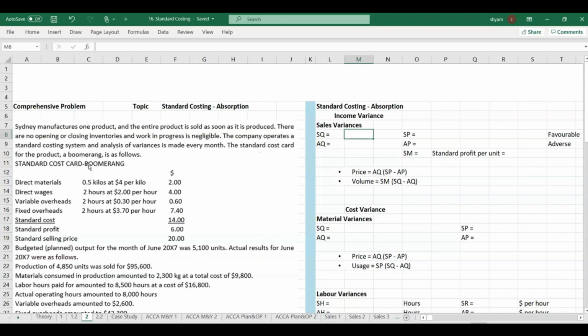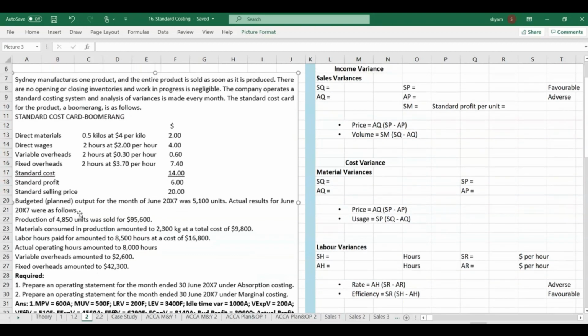So the company is producing a product called boomerang. This is a standard cost sheet. Direct material is half a kilo at $4 per kilo. Direct wages, 2 hours at 2 rupees. Variable overhead is 2 hours at 0.3. Fixed overhead is 2 hours at 3.7. So standard cost is 14 and standard profit is 6. Standard selling price is 20. The company's budgeted planned output for the month of June 2007 is 5,100 units.